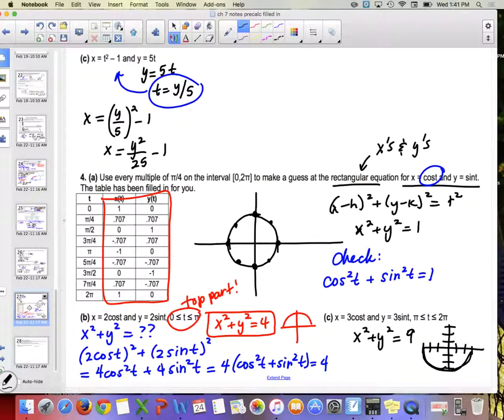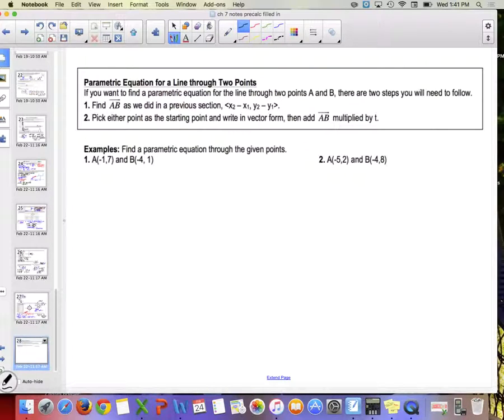So you could graph that on your calculator and you would have that. All right, so one last thing to talk about. All right, so the parametric equation for a line through 2 points. Your book loves these problems. I don't know why. So if you want to find a parametric equation for a line through 2 points, A and B, there are 2 steps that you're going to need to follow. Okay, so it's really easy. Step 1, find the vector AB, as we did in the previous section.